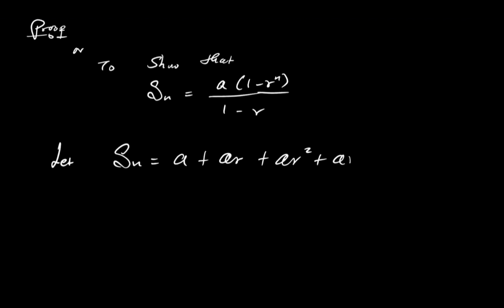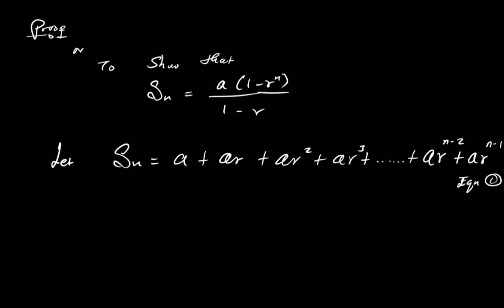Plus ar to the power 3 plus ellipsis, keeps on going like that, plus as you keep on going approaching the end, you reach a point where you have ar to the power n minus 2 plus ar to the power n minus 1. So let me call this my first equation, equation 1.